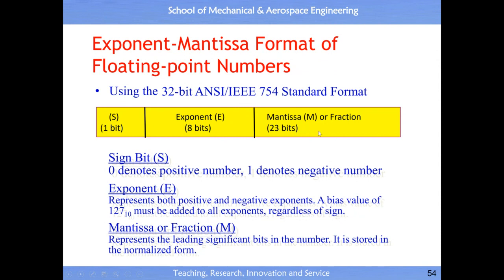Then the remaining one, we call it the mantissa, or fraction. So the fraction should be smaller than 2, because all the exponents are here. So the mantissa in the binary number is 1 point something like that.